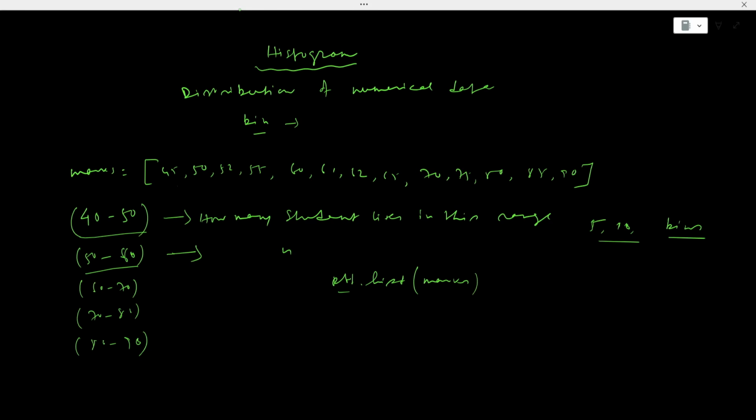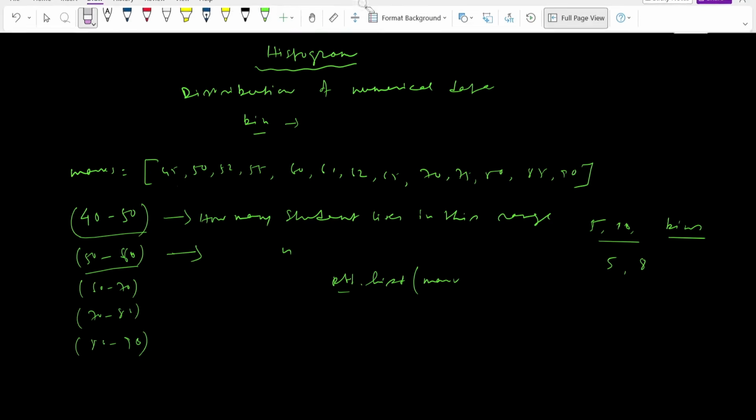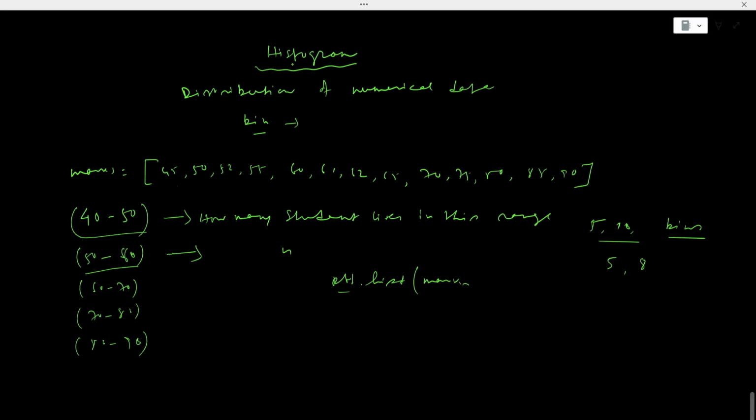But if you specifically want, suppose, 5 bins or 8 bins, then you have to pass it in this parenthesis. After marks you have to put a comma, then mention bins equal to, suppose you want 8 bins. That means when you pass bins equal to 8, you are explicitly instructing Matplotlib to group my entire data into 8 groups.